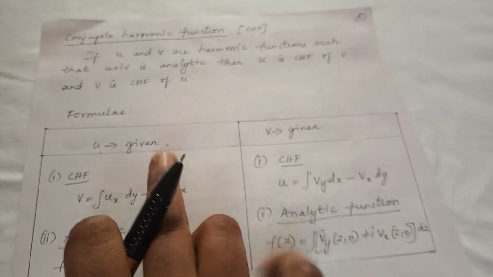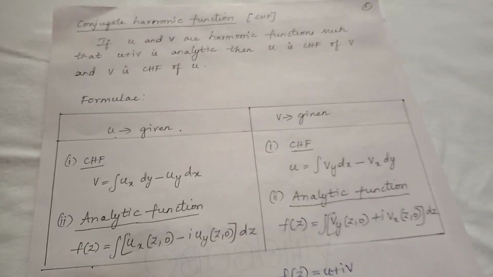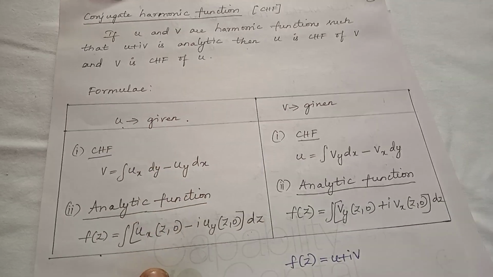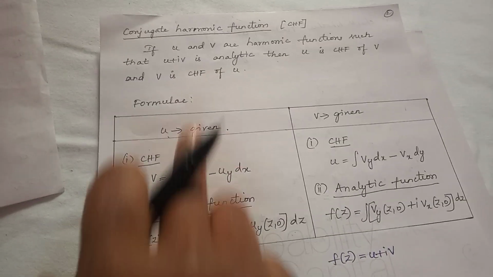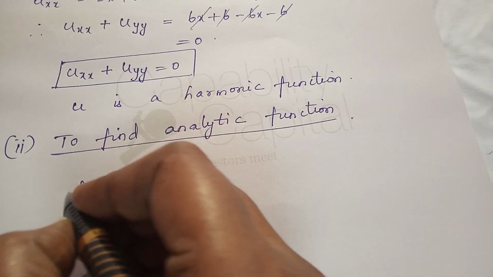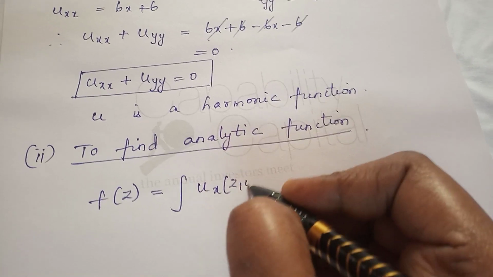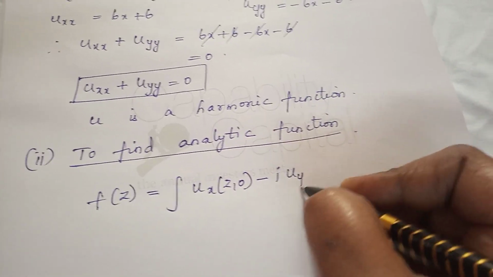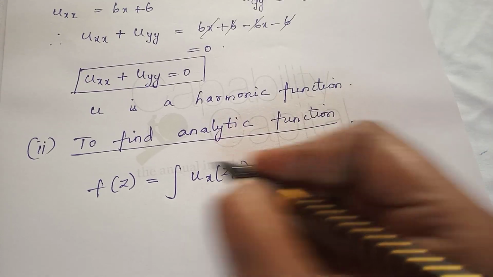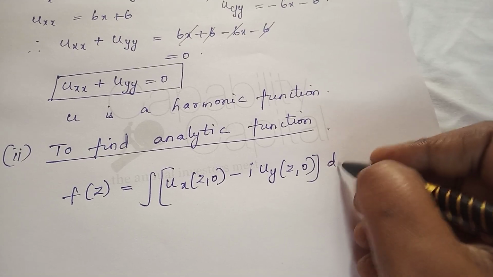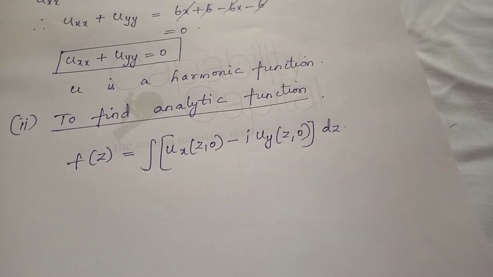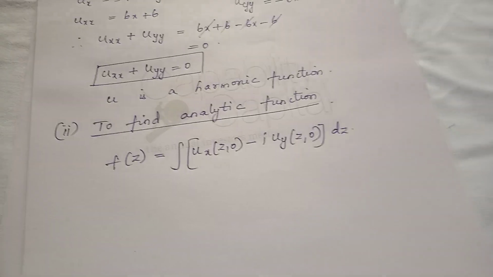See this now, again let me show the paper. This is the formula to calculate your analytic function f of z when u is given. So this formula I am going to write here now. The formula is f of z is equal to the integral of ux of z comma 0 minus i uy of z comma 0 into dz. This is the formula: ux of z comma 0 minus i uy of z comma 0 into dz.